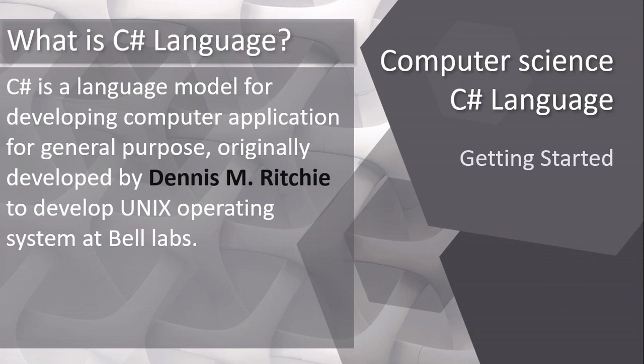So what is C language? C language is a language model for developing computer applications for general purpose, originally developed by Denis to develop the Unix operating system at Bell.